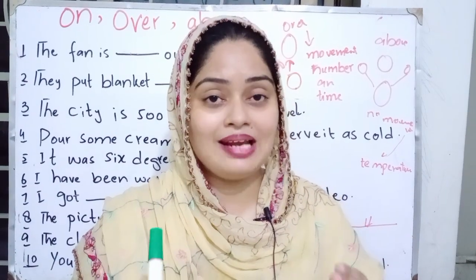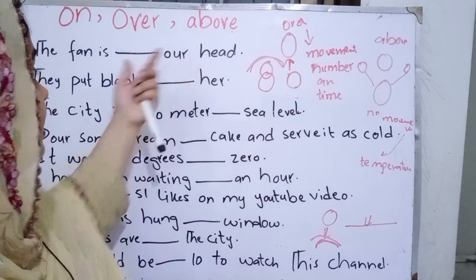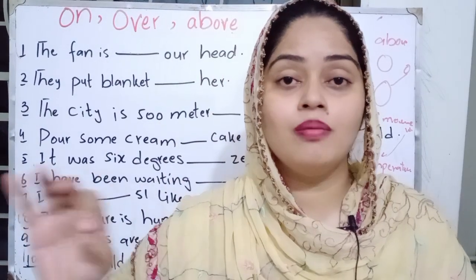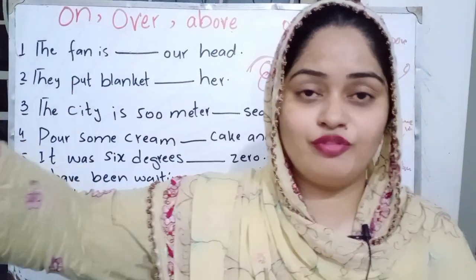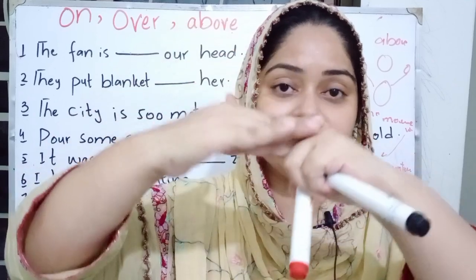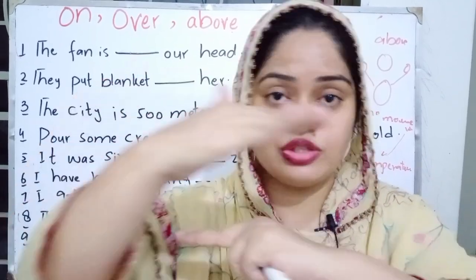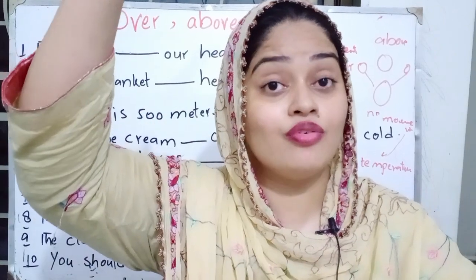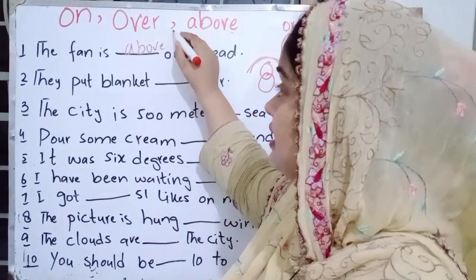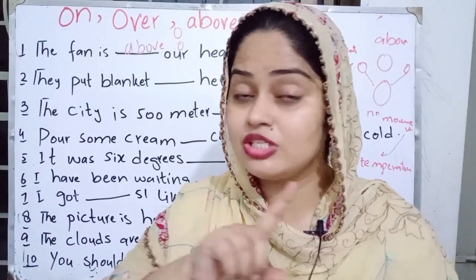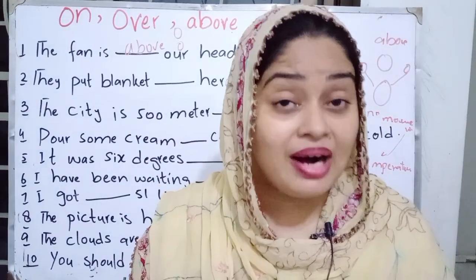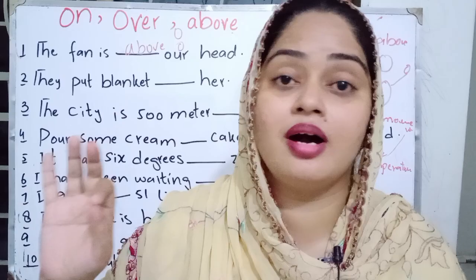Now you have to tell me what we can use here. The fan is our head. The fan is not moving from here to there, there is no movement. The fan is directly above our head. It is not touching our head, it is not covering our head. It is above our head, so we should use above. When something is above something else, it is not touching, not covering, not moving, we should use the word above. For temperature, we should use the word above.